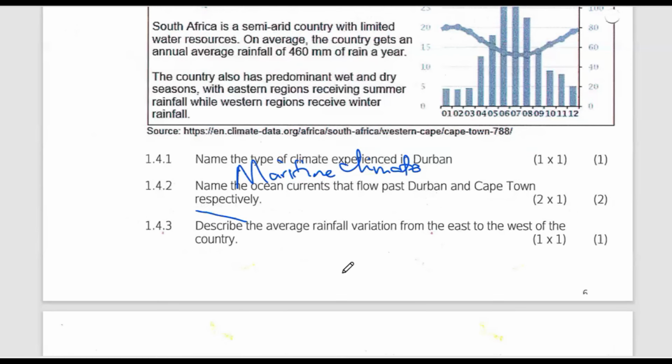Right, so the ocean current at Durban is the warm Mozambique.